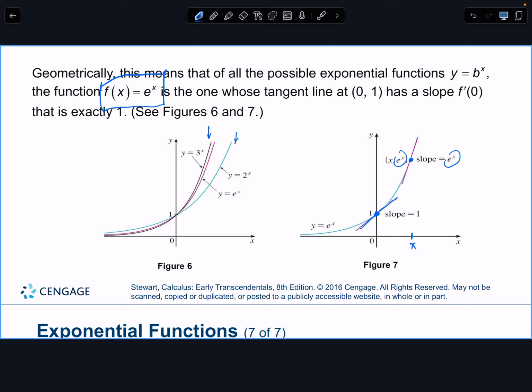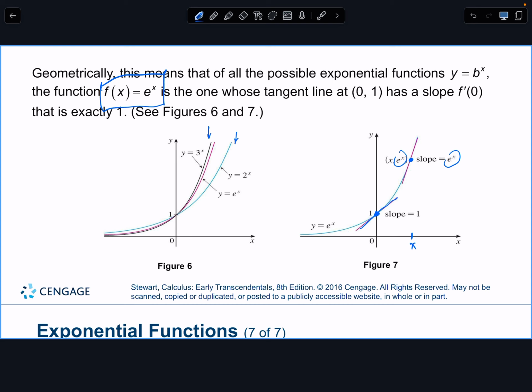Now, what does that mean? Well, it means that if you take the derivative of this function, remember the derivative is the value of the slope, so the derivative of the e to the x function will look identical to the original function. It won't change if you take the derivative. And that's the only function this happens to.